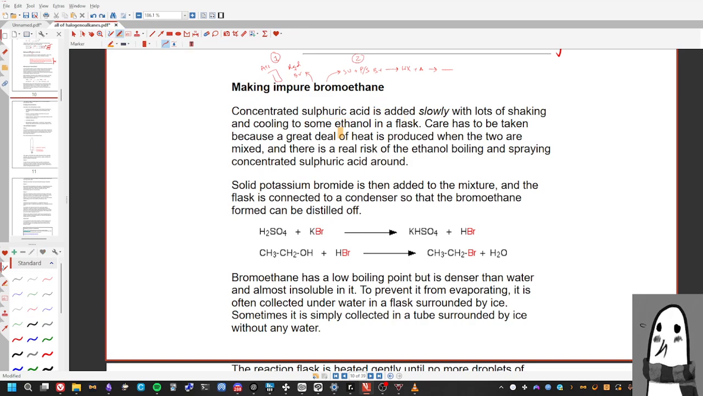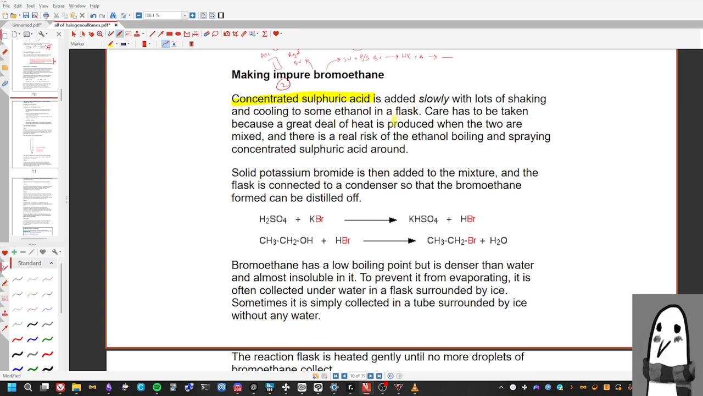Okay, keywords here, let's mark it down. Concentrated sulfuric acid, this is the way we're going, so we're immediately going with method number 2. It's added slowly with lots of shaking and cooling to some ethanol in a flask. Ethanol is your alcohol in this case. Care has to be taken because a great deal of heat is produced when the two are mixed, and there's a real risk of the ethanol boiling and spraying concentrated sulfuric acid around.